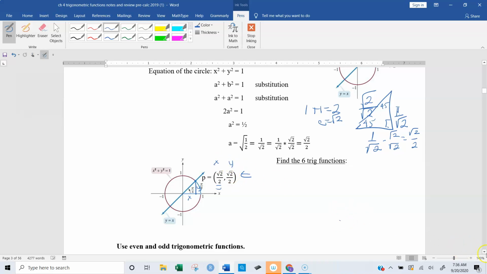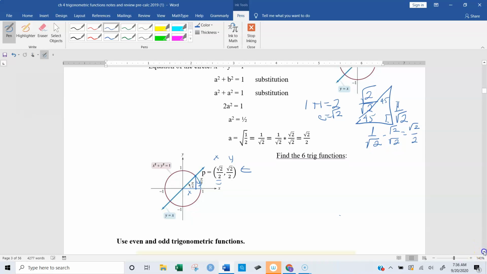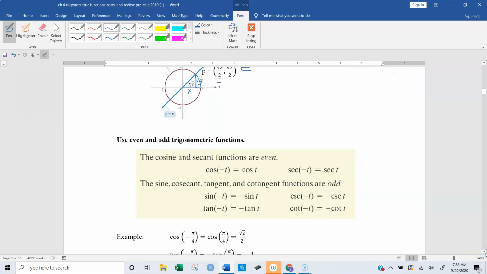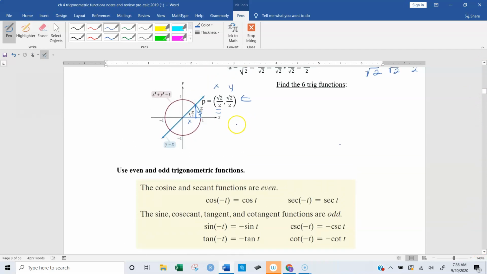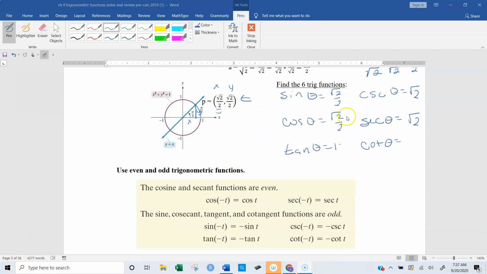So now we know the sine of theta is the square root of 2 over 2. Cosine is also the square root of 2 over 2. And then your tangent's going to be 1, because you take this one divided by this one, and then our reciprocals. That's our 6 trig functions. So here I want you to pause and write them in. All right, I hope you got those right.